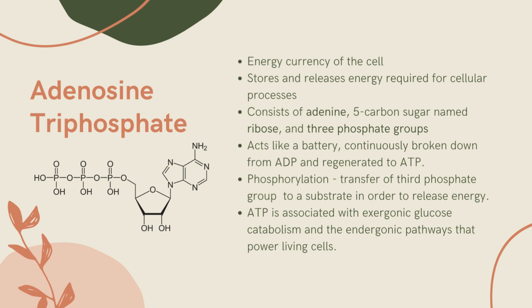ATP is associated with exergonic glucose catabolism and the endergonic pathways that power the living cell. So where do we acquire our energy in the first place? As humans, for example, we get our energy from the food we eat. And that is why ATP is very associated with glucose catabolism, because ATP is again the energy currency of the cell.